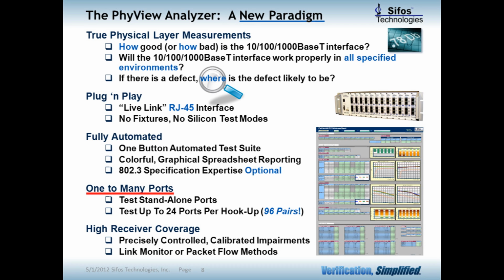The PhyView analyzer will fully test standalone Ethernet ports or can automatically sequence up to 24 ports, that is 96 gigabit Ethernet pairs in a single report. Especially unique is the degree and efficiency of Ethernet port receiver defect coverage offered by the PhyView analyzer. Each PhyView test port combines precise, versatile link impairments with link monitoring or packet flow measurements to rapidly evaluate receiver performance.